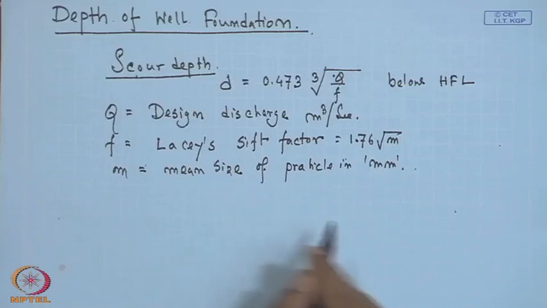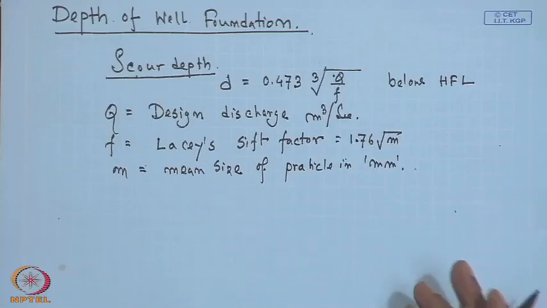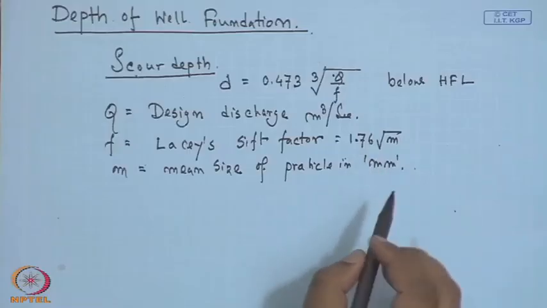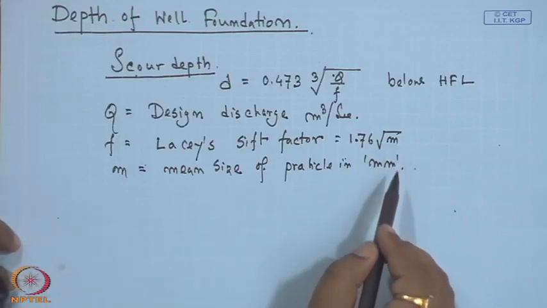So, we have to collect the soil sample for the required depth, and from this soil sample you have to go for particle distribution analysis. That is the grain size distribution analysis, depending upon which type of soil it is. So, you have to go for the sieve analysis or the hydrometer analysis. So, we have the grain size distribution curve, and once we have the grain size distribution curve, from that curve we can determine what would be the m value.